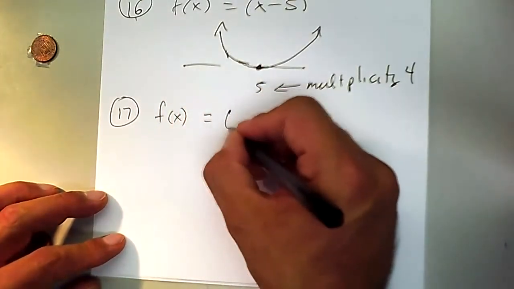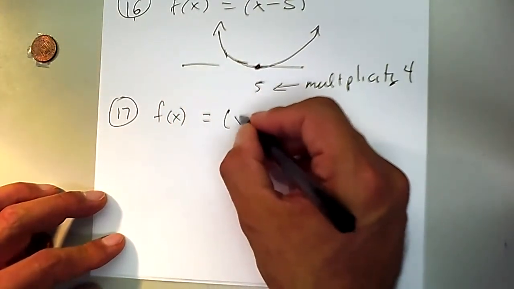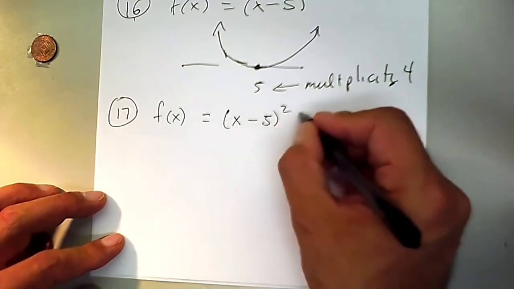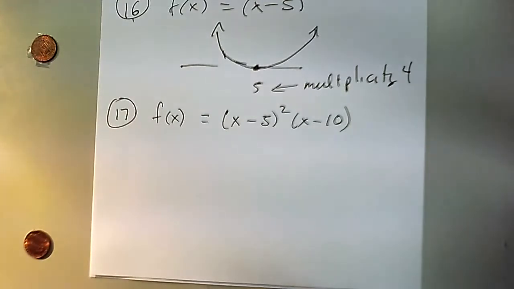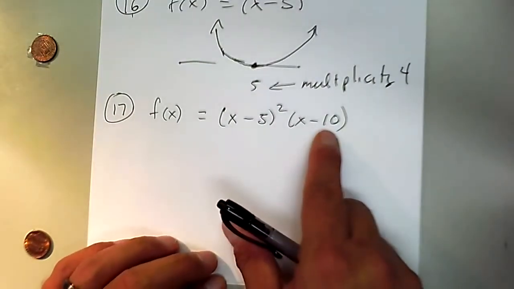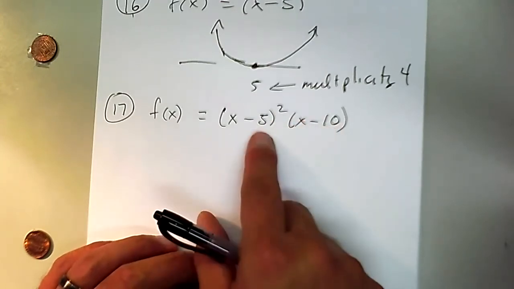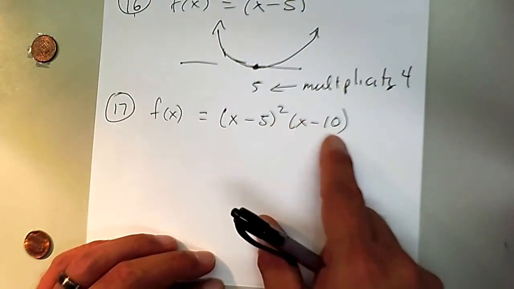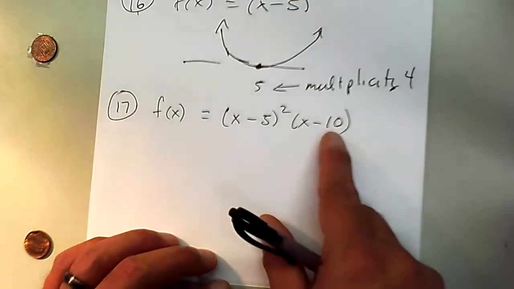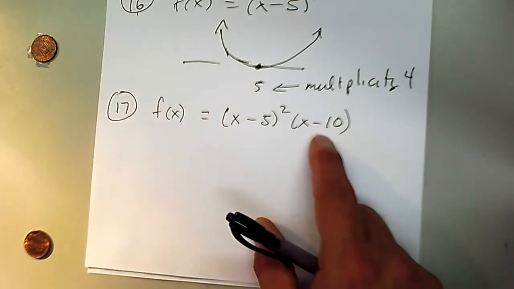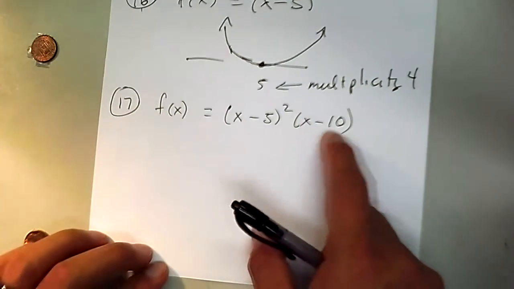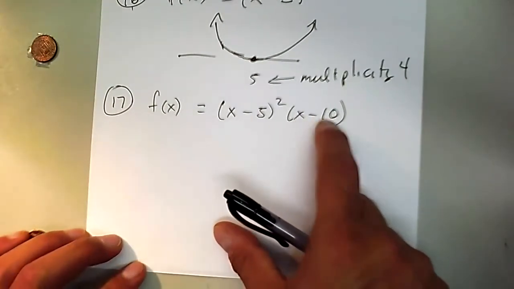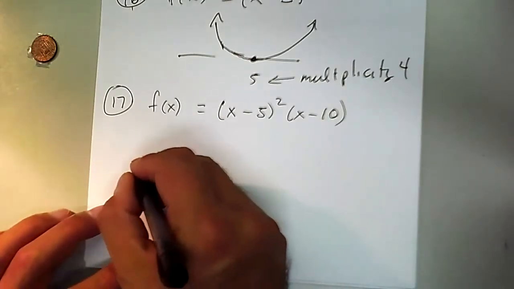Okay, let's get into combinations now. So let's say you have x minus 5 squared times x minus 10. Now we're going to combine different zeros, some of them with multiplicity, others with no multiplicity. Well, actually, this is multiplicity 1. So all of them have multiplicity. When they have multiplicity 1, we many times say that they don't have multiplicity, but that is actually wrong because there's multiplicity 1. So, okay.